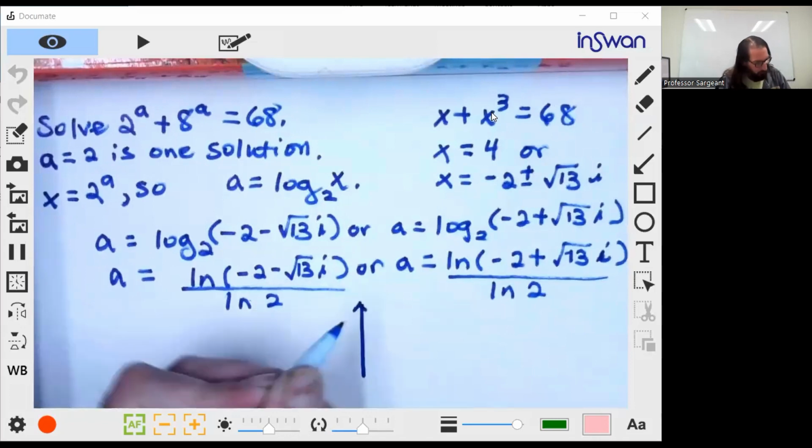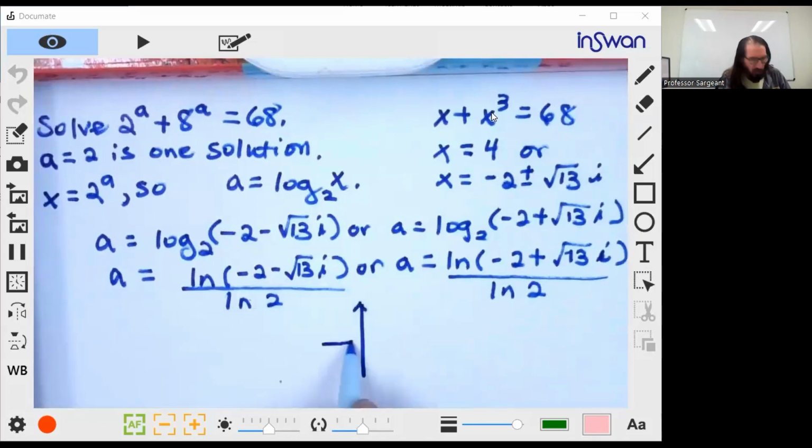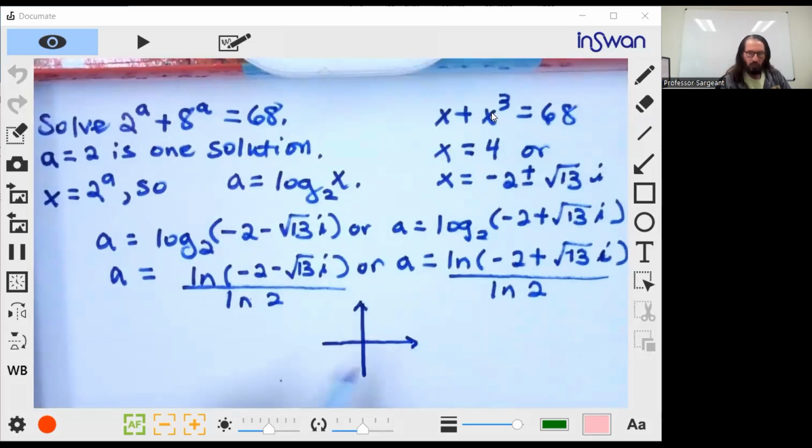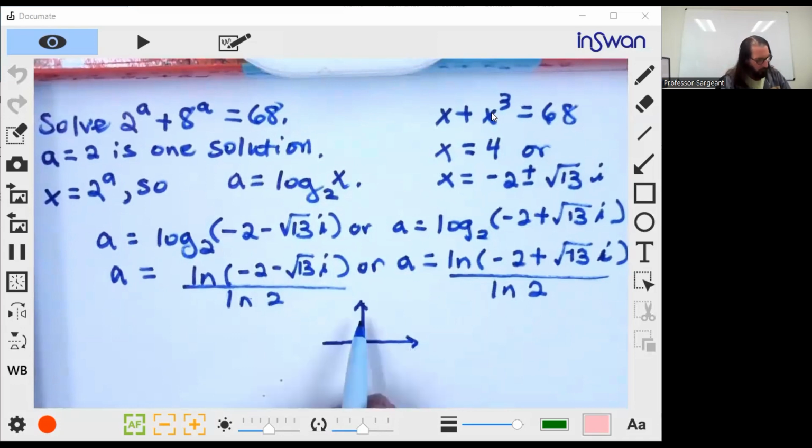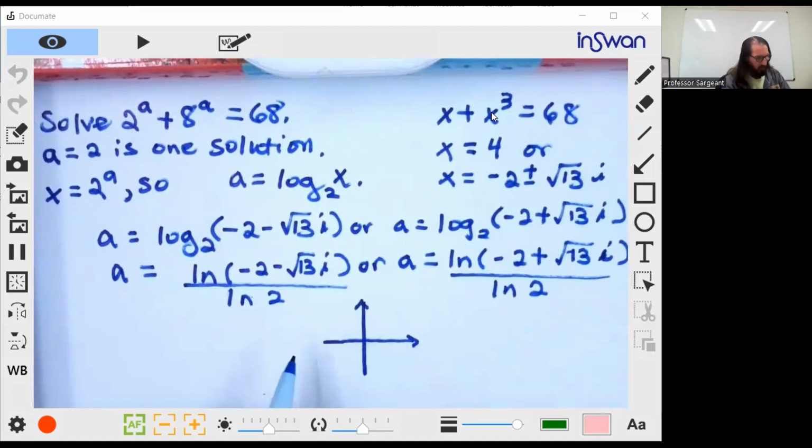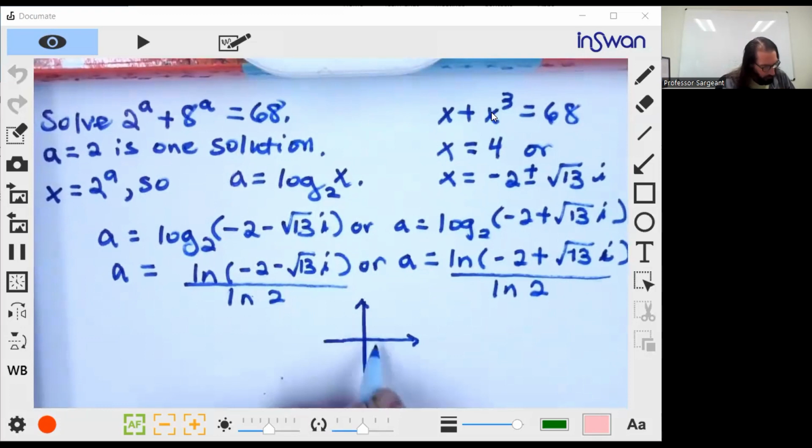when graphing, if instead of thinking of this as the x and y axis, we think of this as the real axis being horizontal and the imaginary axis being vertical, then let's see here, square root of 13. 13 is between 9 and 16. So the square root of 13 will be between 3 and 4.